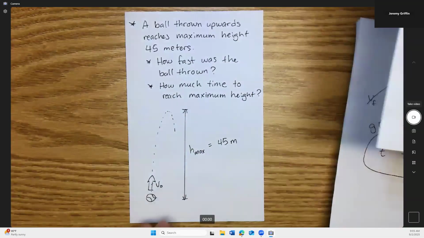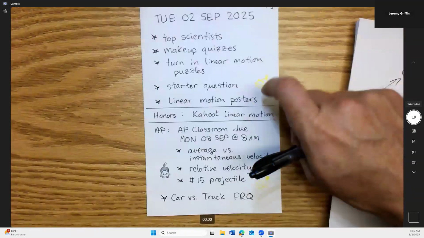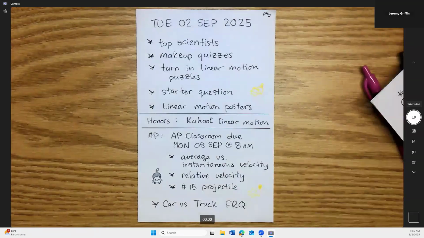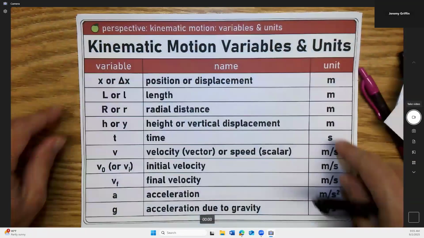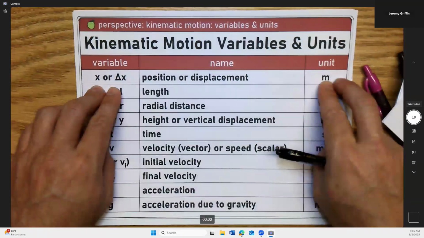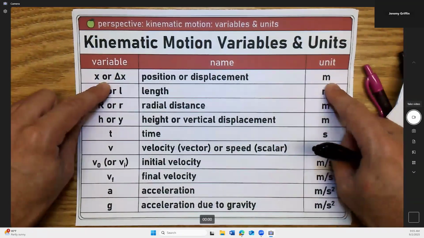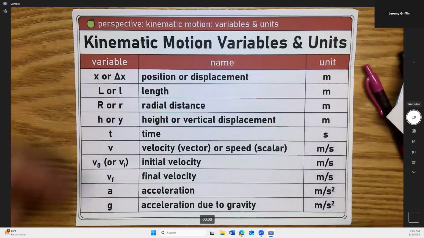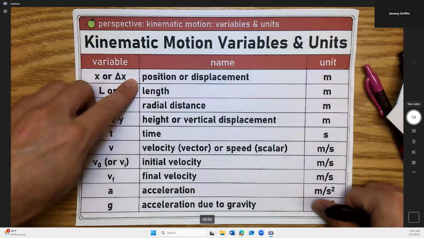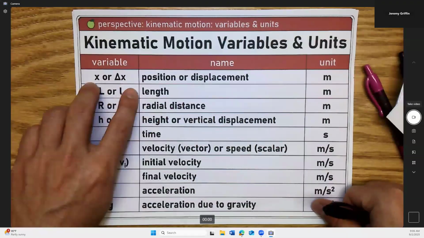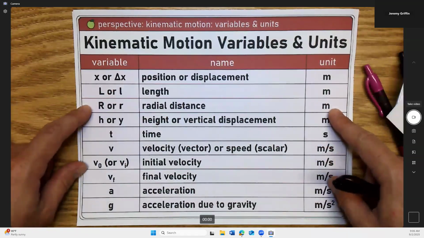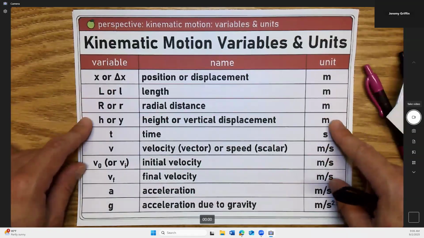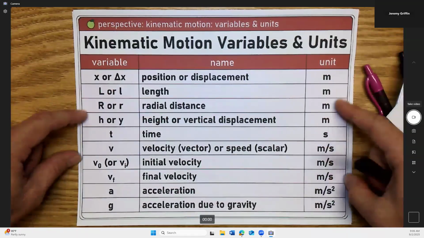All right, so you guys go throwing the ball up. Let's look at all these posters here, some of which you guys will see and some not. So let's do a full check-off right here. We're talking about kinematic motion. Here are our variables and units. x or delta x could be position or displacement. You know this from last week. Tends toward using x for position and delta x for displacement. Usually I just call everything x: how far does it go? L could be length in meters. R is sometimes a radial distance, which will happen later. H or Y is usually reserved for a vertical change, but these are all in meters.